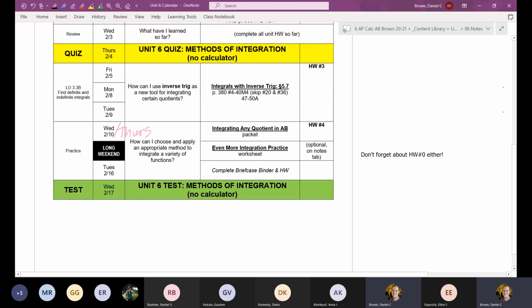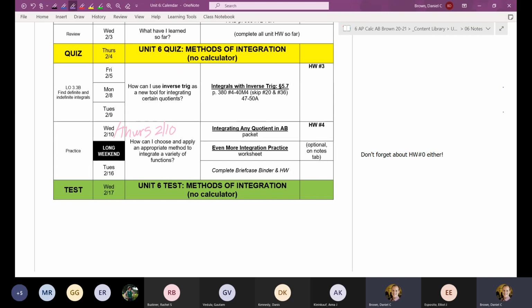I don't know where that went. But after we finish inverse trig, I have 3 days of basically reviewing for your test. It is a long weekend, but we'll be reviewing Wednesday, Thursday, and then Tuesday of the following week, and then testing on this unit on the 17th.